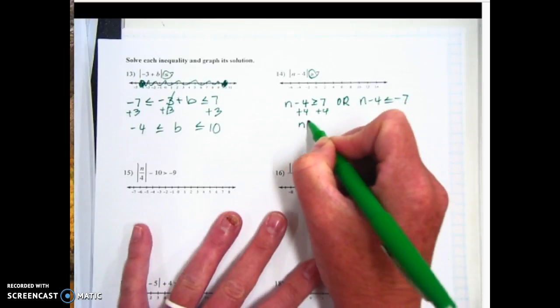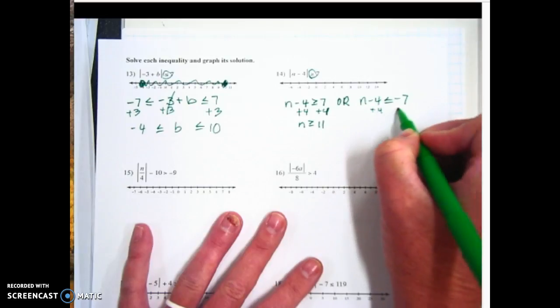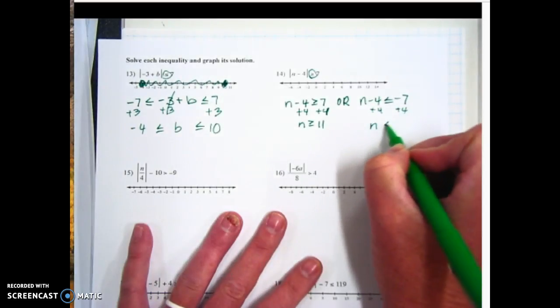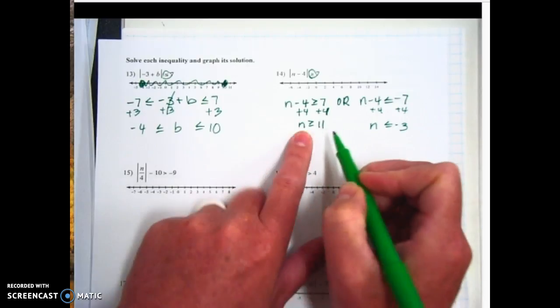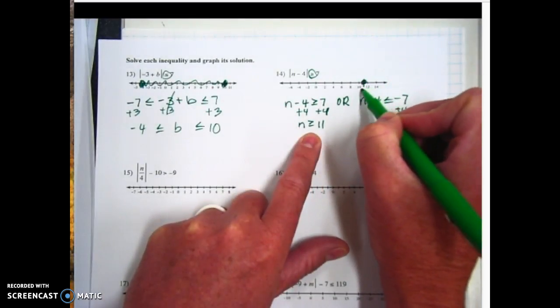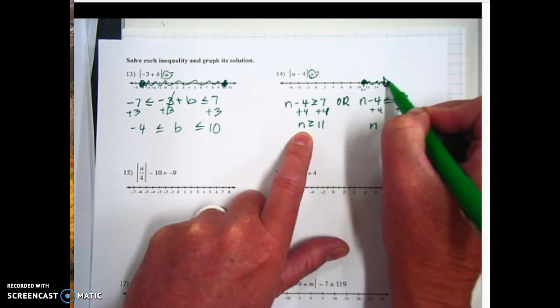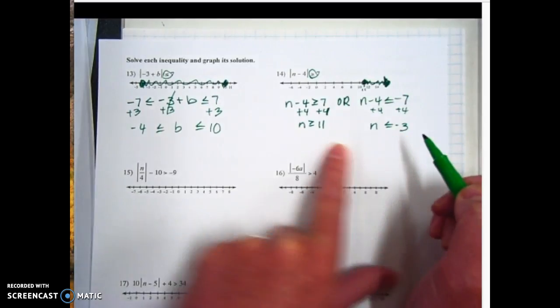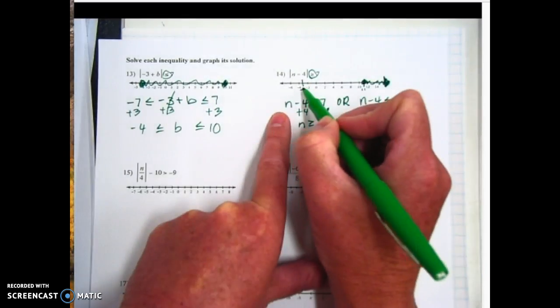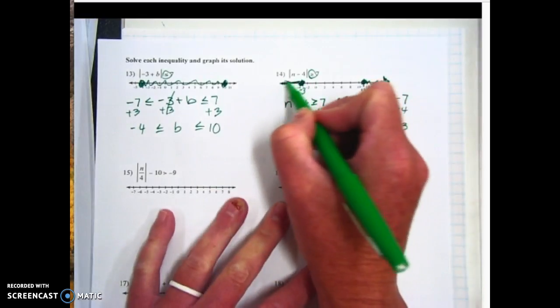We get n greater than or equal to 11. Add 4 to both sides. n less than or equal to -3. So at +11, we have a closed circle. Greater than, so we shade to the right. At -3, we have a closed circle, fill it in. And less than, so shaded to the left.